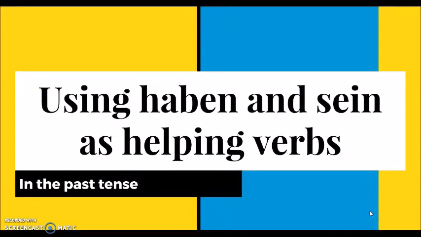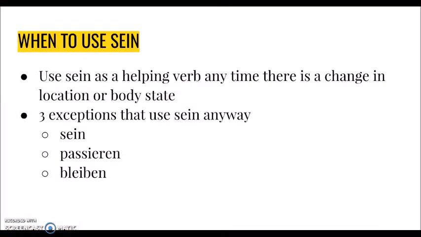Using haben and sein as helping verbs in the past tense in German. When to use sein. Use sein as a helping verb anytime there's a change in location from A to B, or a change in your body state. There are three exceptions to this rule, and these verbs always use sein even though they don't follow the rule. These verbs are sein, passieren, and bleiben.